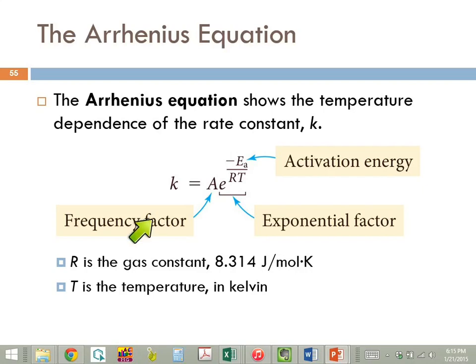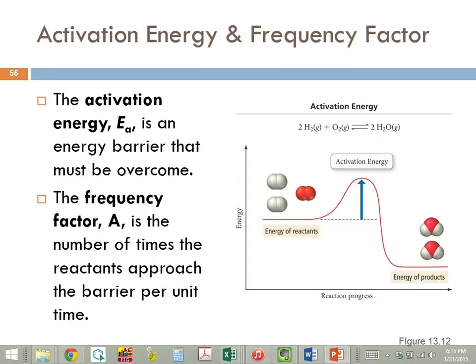So when we look at this equation, there are different parts. This A is called the frequency factor, and we're going to look at that. And the other part, e to the minus Ea over RT, is called the exponential factor. In this exponential factor, the part that's not a constant, the part we haven't talked about yet, maybe I'll describe it that way, Ea is the activation energy. We've got activation energy, and we've got the frequency factor. So let's look at what these things mean.